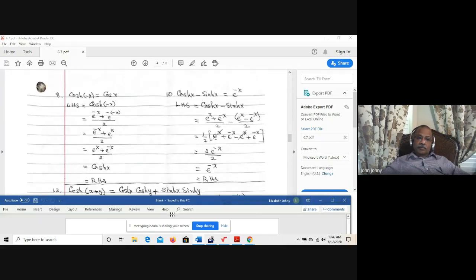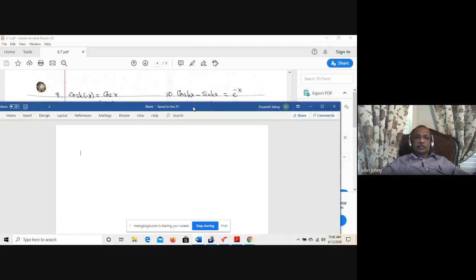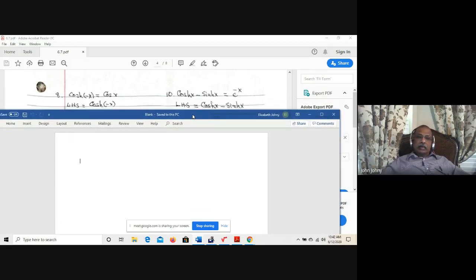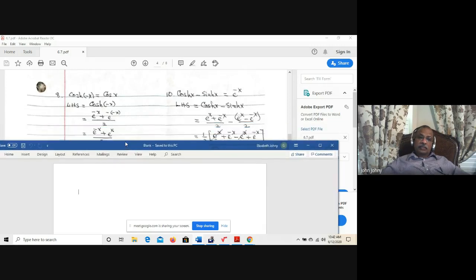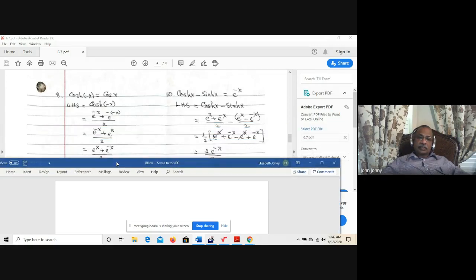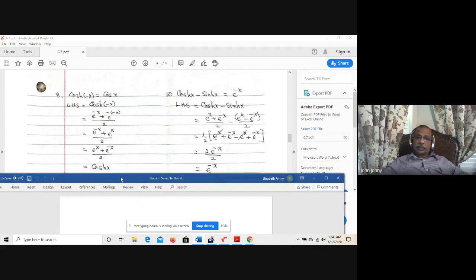Number 8. You have to show that cosh negative x is equal to cosh x. Left hand side, cosh negative x. So that is e to the negative x plus e to the negative of negative x, because cosh x is e to the x plus e to the negative x over 2. So that means you replace x by negative x, it becomes e to the negative x plus e to the negative of negative x, which is positive x, which is the same as e to the x plus e to the negative x over 2, which is cosh x.